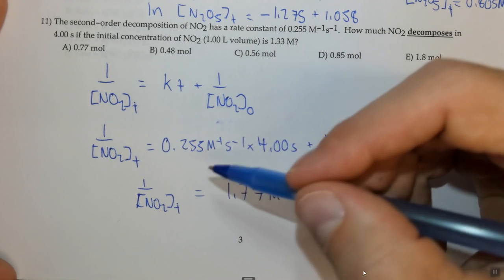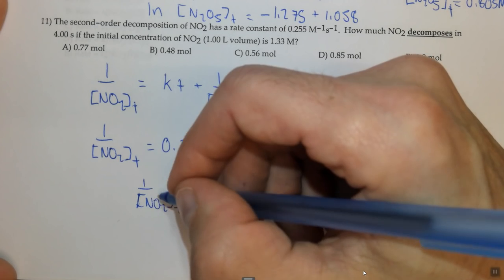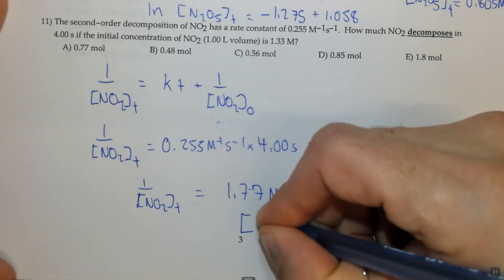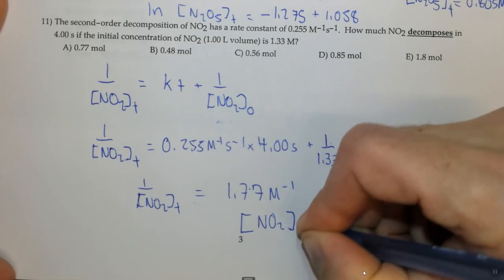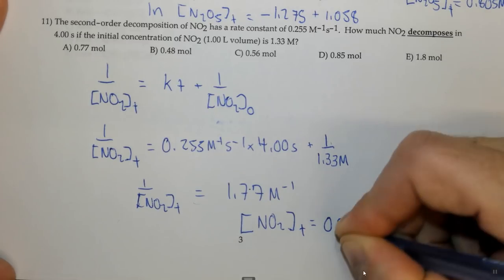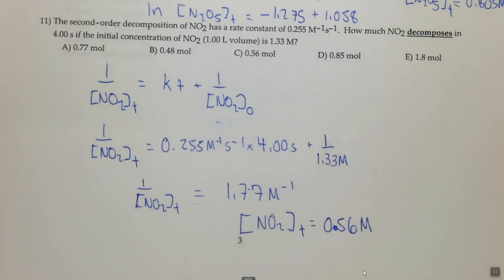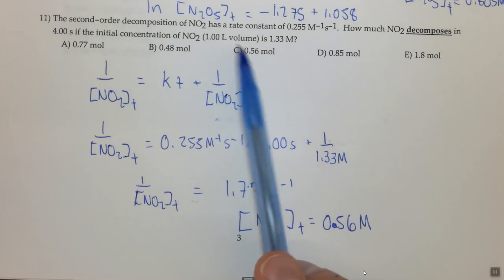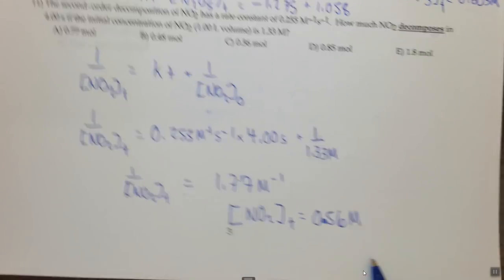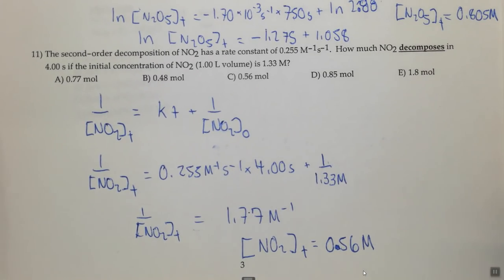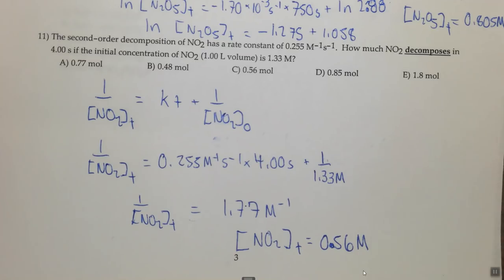When we do this, we take the reciprocal. So we just take 1 divided by 1.77, and we find that the concentration of NO2 after some time is equal to 0.56 molar. Now this is important because 0.56 molar essentially shows up as an answer. Remember, because it's 1 liter, whether this is molar or moles, it's the same unit. So that's important. However, why isn't this the answer?